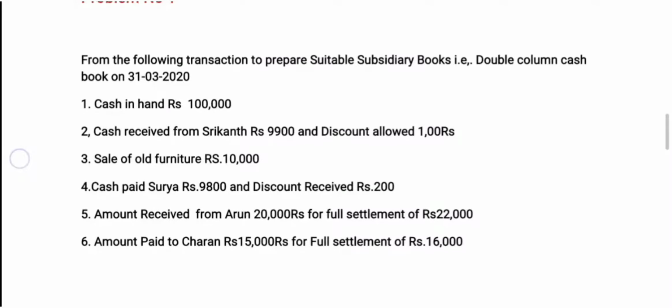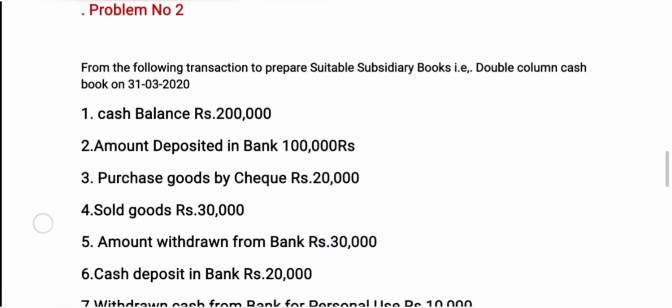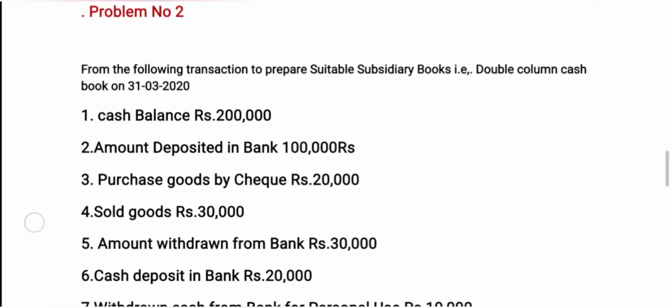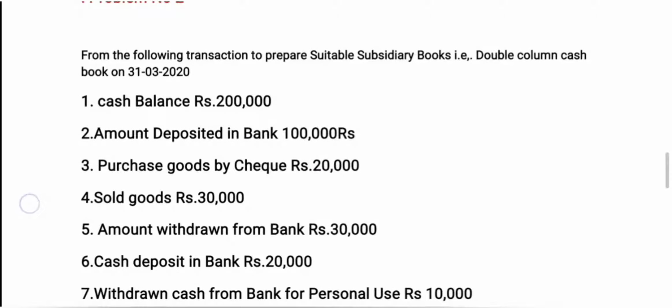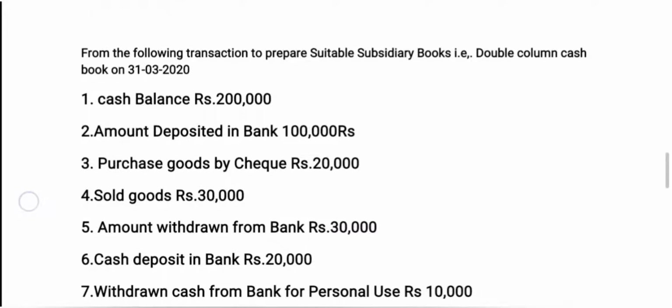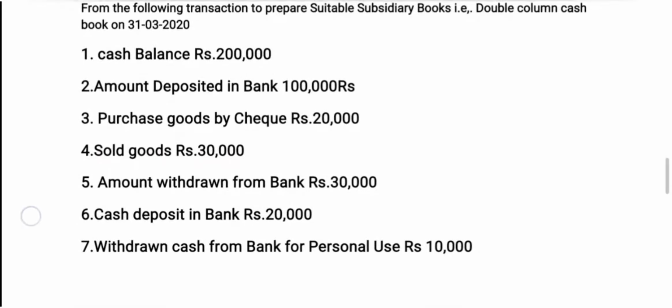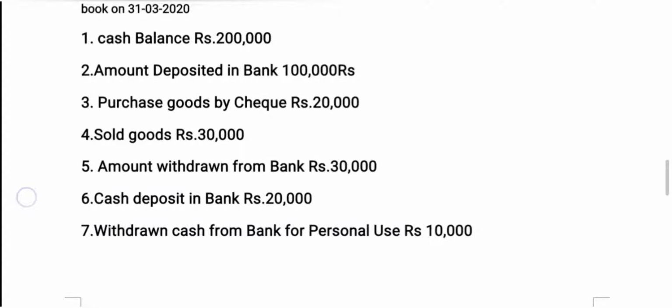Now we are coming to the second problem also. From the following transactions, prepare the suitable subsidiary book, that is double column cash book as on 31st March 2020. Here transaction 1, cash balance 2 lakh rupees, amount deposited in bank 1 lakh rupees. Second is complete. Third transaction, that is purchase goods by cheque 20,000 rupees, sold goods 30,000 rupees.